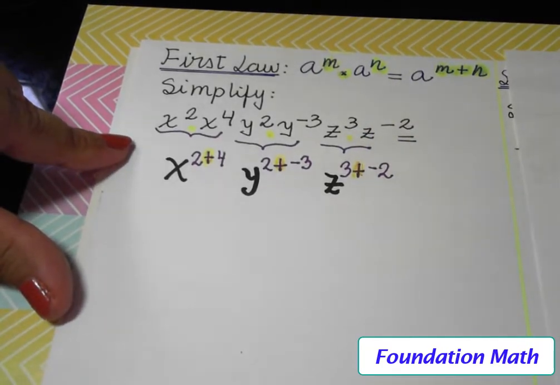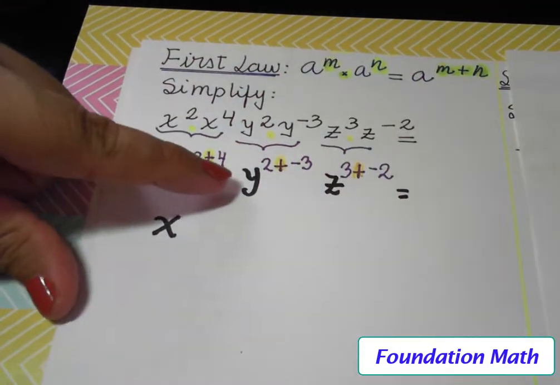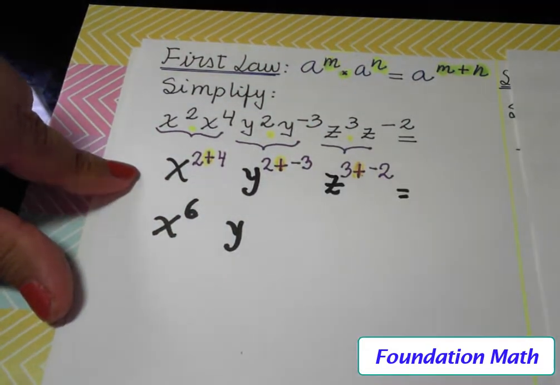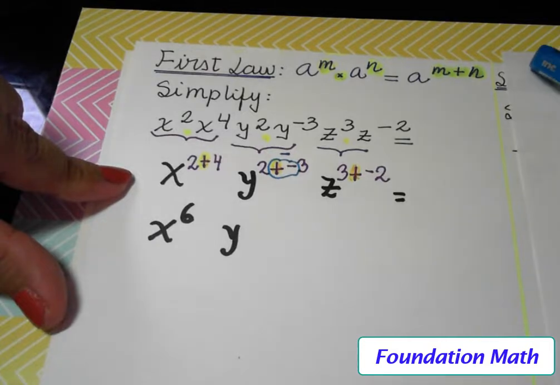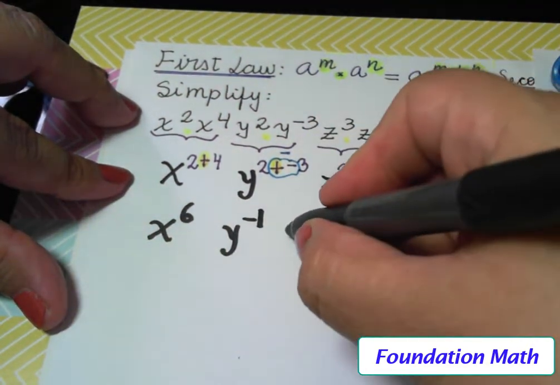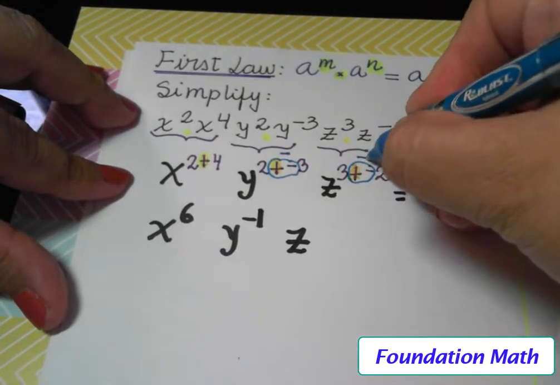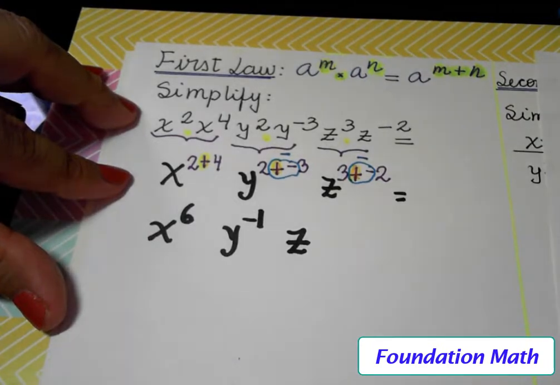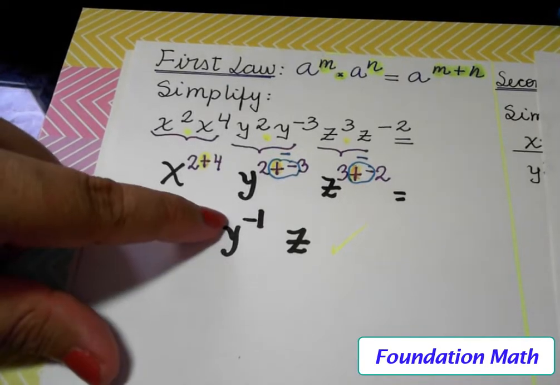Okay. This is equal to x, 2 plus 4, 6. Y, remember, you have here positive and negative. When you have positive and negative, it's like you have negative. 2 minus 3 is negative 1. Finally, z. Again, we have positive and negative. Positive and negative is negative. 3 minus 2 is 1. You don't need to write 1. So finally, this is the answer. x with exponent 6, y with exponent negative 1 times z.